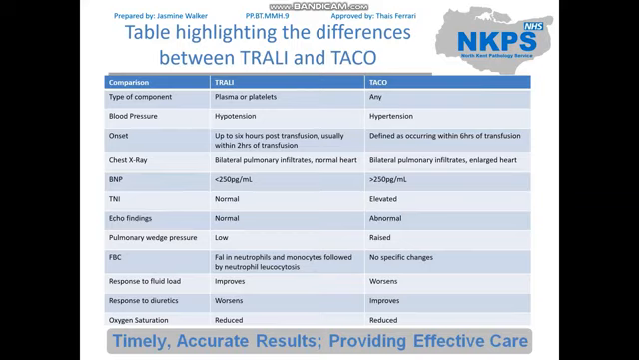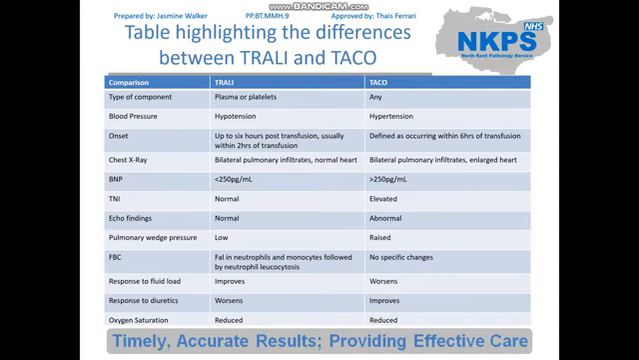FBC results. So this is not the most reliable indicator, but in TRALI you quite often see a fall in neutrophils and monocytes followed by neutrophil leukocytosis, whereas in TACO there won't really be any change from the patient's normal full blood count results. The oxygen saturation in both of them will be reduced, and then the treatment options are where there's a big difference. So TRALI will improve with fluid load, but will worsen with diuretics, whereas TACO is the opposite.